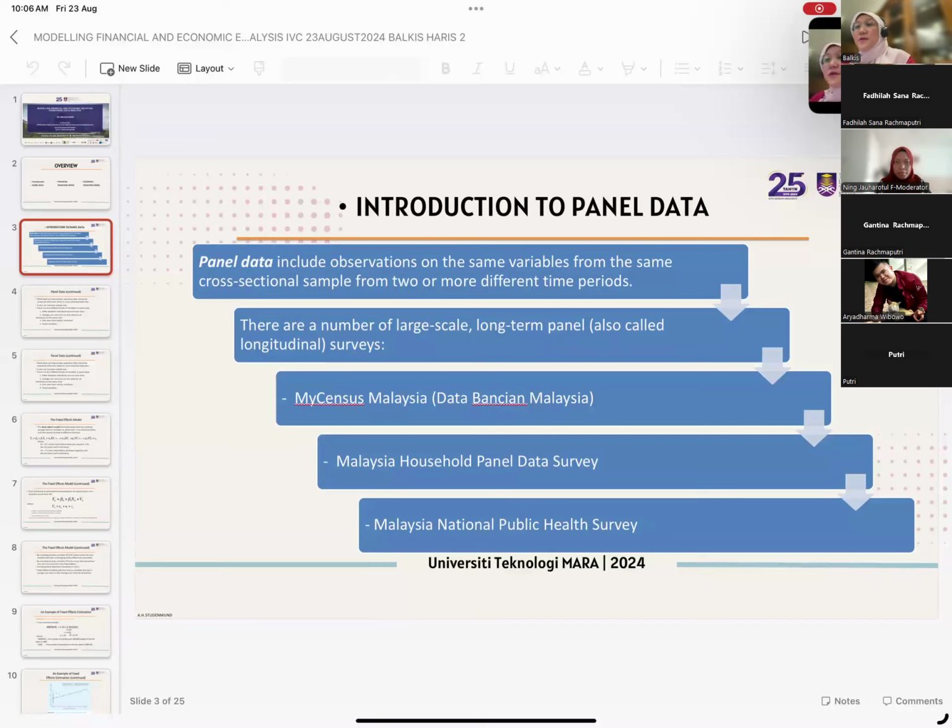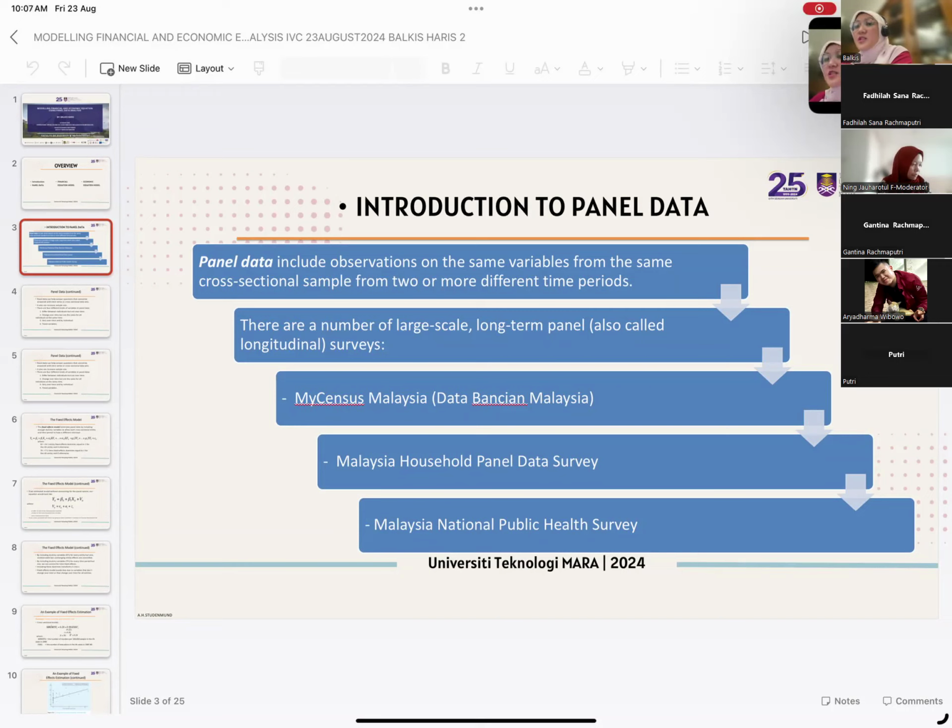Since we have several years, from year 1 until year 10, and we also have more than one country or company, in this case a bank, therefore it's called longitudinal or panel data. It involves company and also involves time period. There are also several large datasets on panel data.